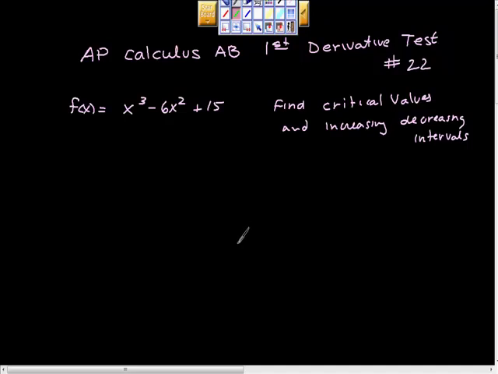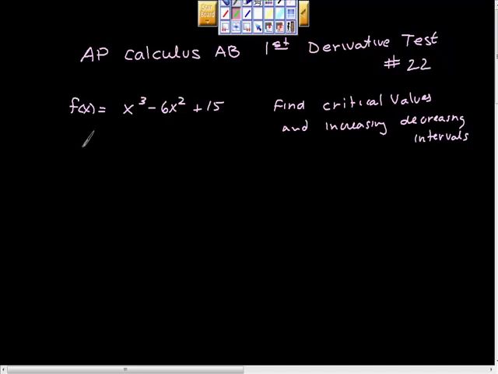I guess what I would ask you first is, can you visualize what a cubic function looks like to possibly anticipate what we're going to find here? So I guess I would start with that question, and from there I'm going to start doing this test here. We know that the critical values are where the first derivative goes to 0 or where the derivative is undefined.